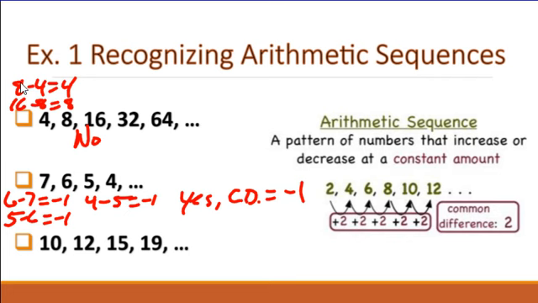On the next one here, we got 10, 12, 15, and 19. Take our two numbers, 12 minus 10 gives us 2, 15 minus 12 gives us 3. So no, this is not an arithmetic sequence. It has no common difference.